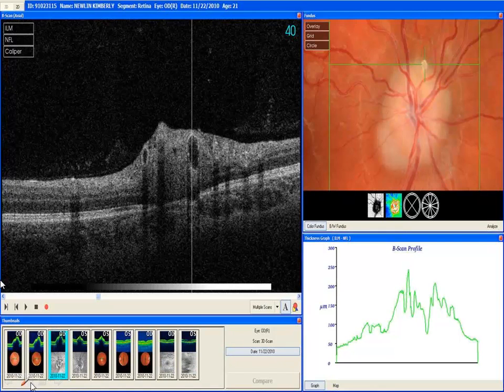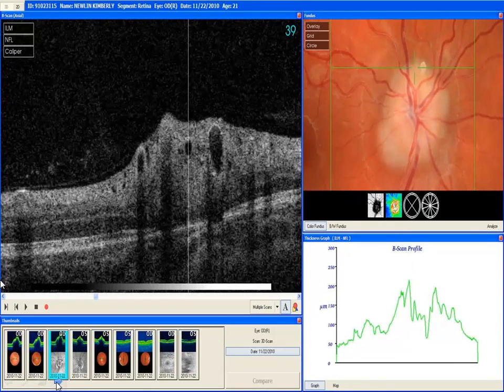So it's a hyporeflective spot, different than what you may anticipate, because most of us who've learned ultrasound recognize that on ultrasound it's going to be exactly the opposite. Here's another disc drusen here, which you don't see clinically, but it shows up here on OCT.